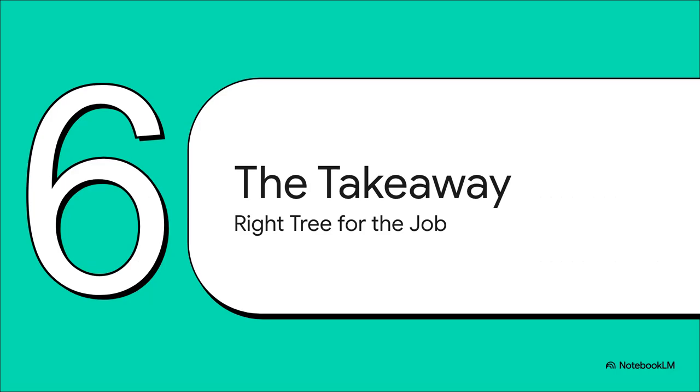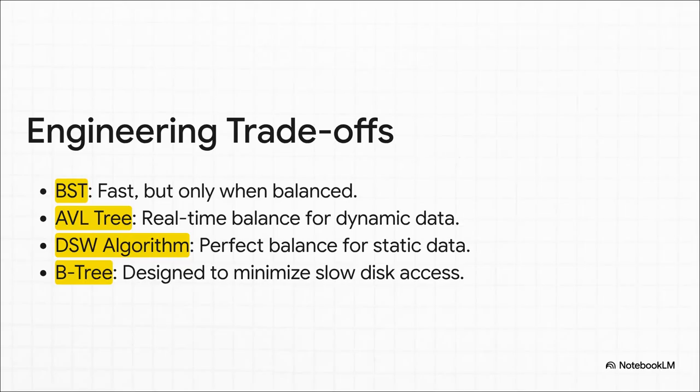So wow! We've been on quite a journey here, haven't we? We started with a really simple, elegant idea for finding things fast. We saw its critical flaw, and then we explored this whole family tree of increasingly clever solutions, each one designed to solve a very specific problem. You know, the big takeaway here is that every single one of these data structures is really just a bundle of engineering trade-offs. That simple binary search tree is a great start, but it's fragile. AVL trees give you that constant balance, but they're more complex to manage. DSW gives you absolute perfection, but not in real time. And B trees are just brutalist, efficient machines for reducing disk access.